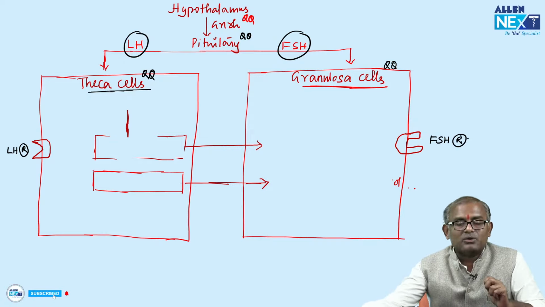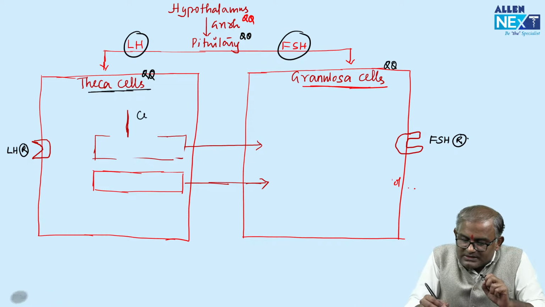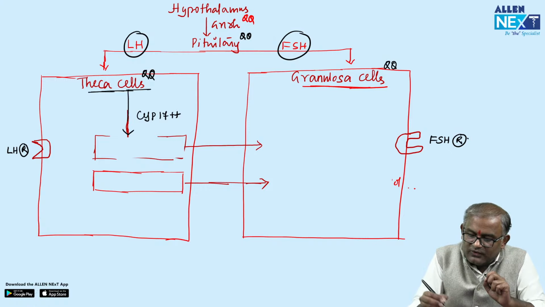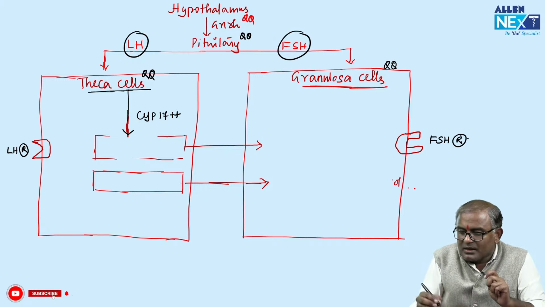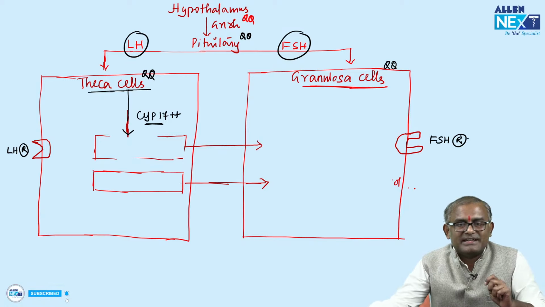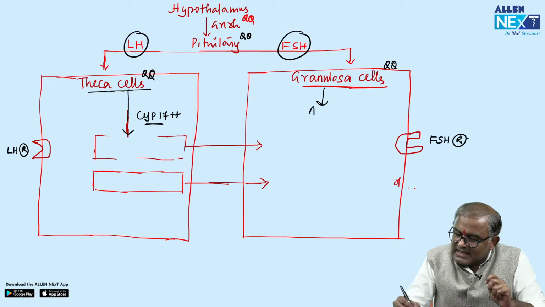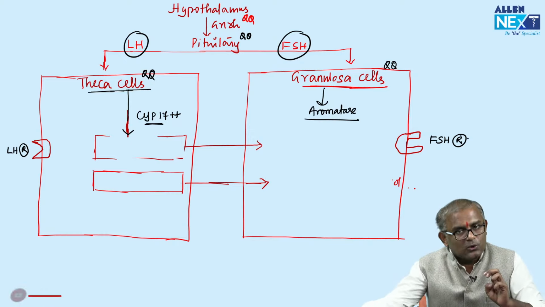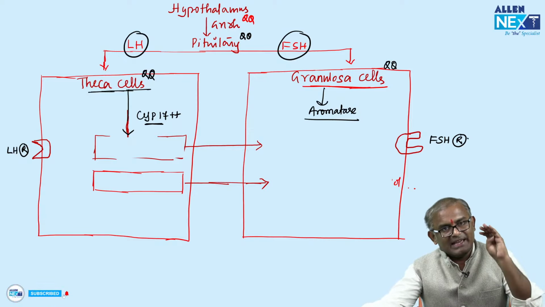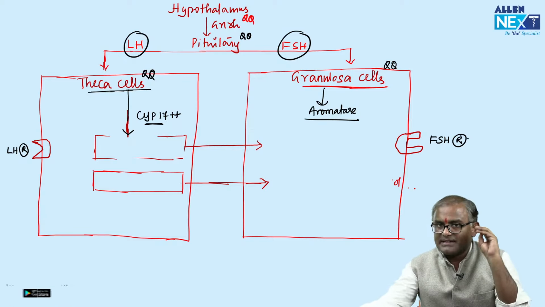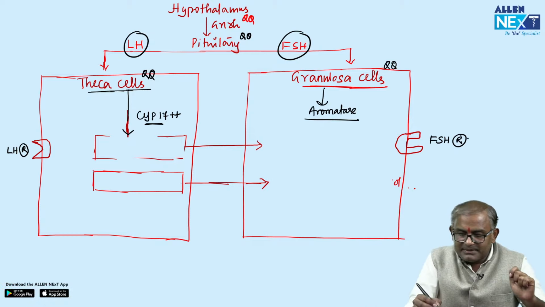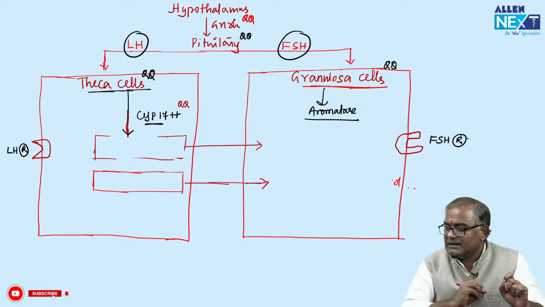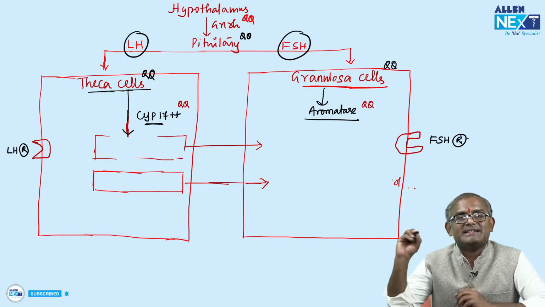Now doctors, theca cells have cytochrome P17 activity. Please make a note of it. Theca cells have cytochrome P17 activity, and granulosa cells have aromatase activity. These are the two golden MCQs. Theca cells means LH receptors. Granulosa cells means FSH receptors. Theca cells means cytochrome P17 activity. Granulosa cells means aromatase activity.